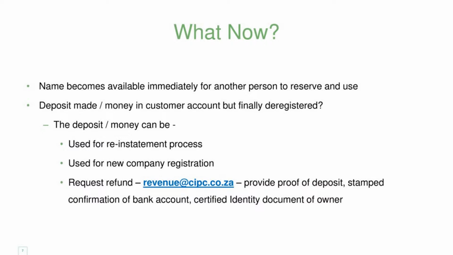Deposits made, money in the customer account, but finally deregistered. The monies can be used for the reinstatement process. It can be used to register a new company, or a refund can be requested from the revenues at cipc.co.za. So if you do have money in your customer code and your company has been deregistered, you can get a refund. You can use the funds for a new company, or you can use it to reinstate your business.